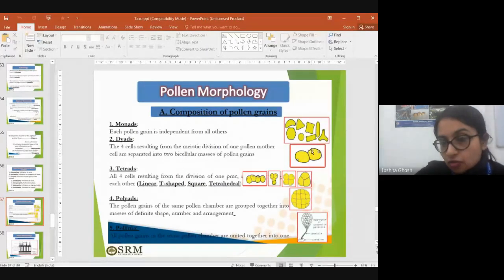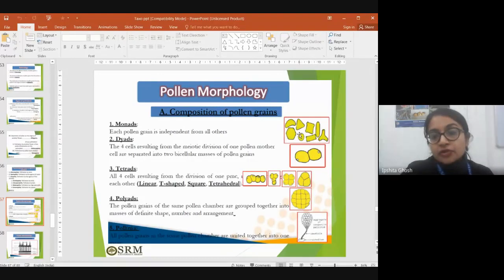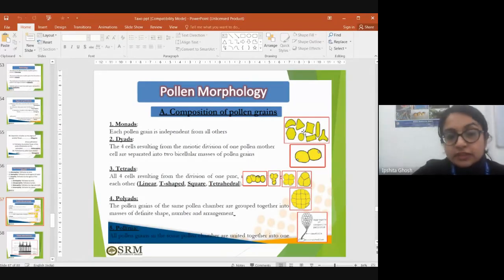Monads, in contrast, you can look at the figure of the monads. They appear as single units of pollen grains, and definitely don't get confused by the shapes, because pollen grains can appear in different shapes as well, which we are going to study after a while. In case of monads, they look like single units, whereas dyads look like fused partners. So there are two units together in case of dyads. Okay. What about tetrad?